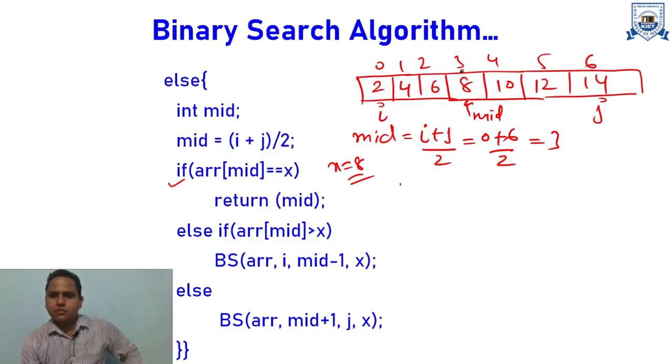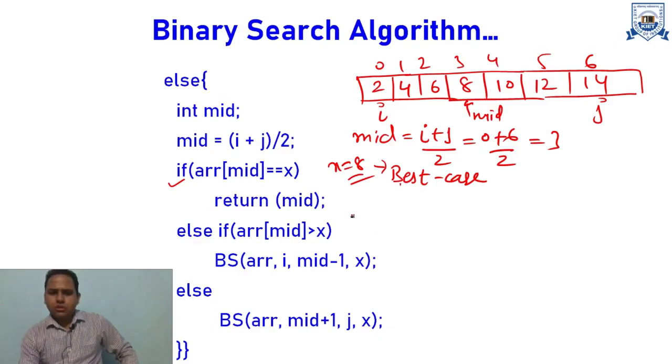So what is the mid index? 3. So we can say 8 lies at index 3 in our array. Okay, so 8 lies at index 3 in our array. So this is called the best case example of binary search, if mid is our element.